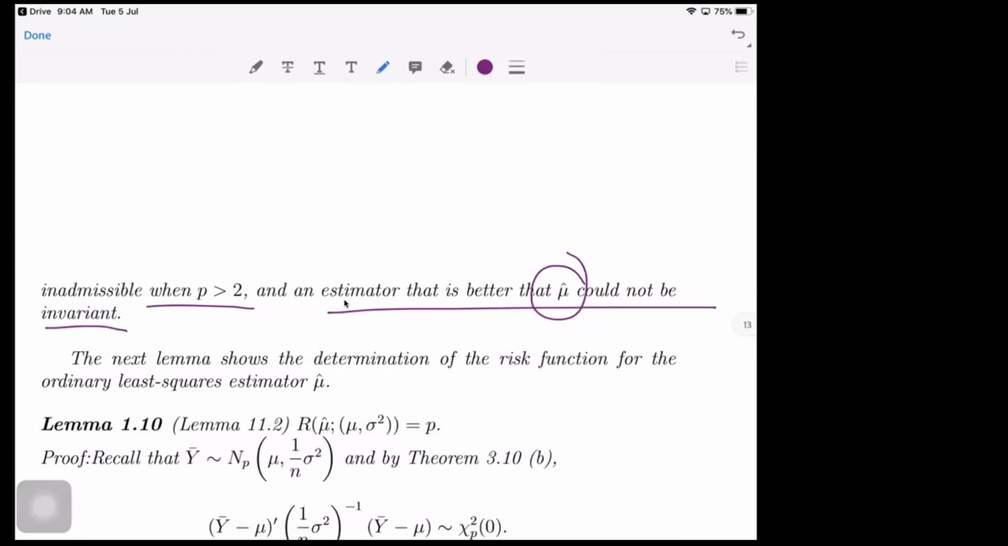So this estimator will not be unbiased. It will be a biased estimator, but it will have a smaller risk or expected loss than mu hat. Later we will see. And it will not be an invariant estimator and it will not be an MBUE. So it is a biased estimator with a minimum risk, a risk which is lesser than mu hat.